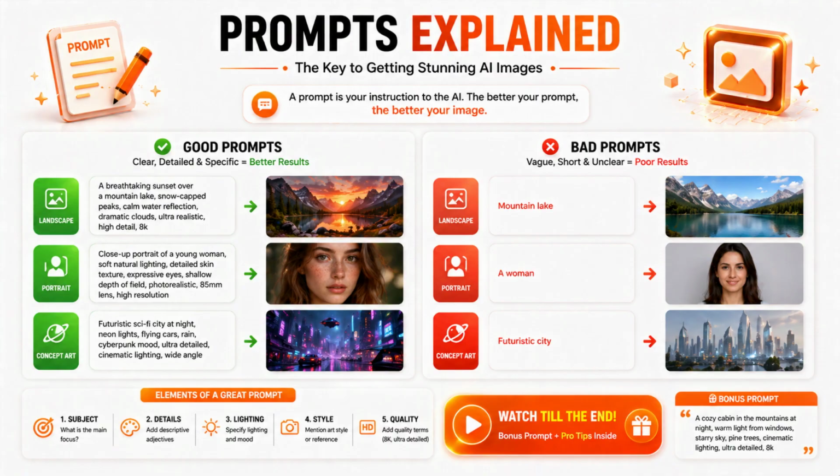Okay, so now when you are writing "mountain lake" or "a woman," the AI has no direction. It's guessing, and that's why the looks are generic and inconsistent. So, whenever you write a prompt, there is a structure on what you have to write. The structure is like this.